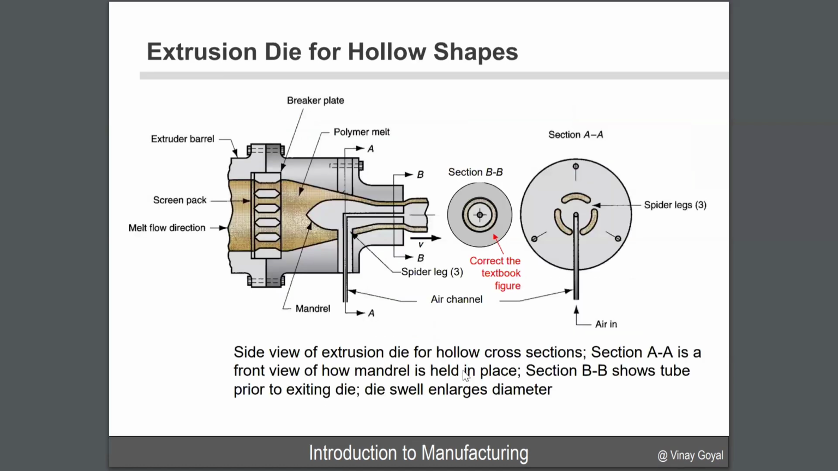So what about hollow shapes? Because hollow shape seems like it will be magic, right? To be able to get that shape. But it's similar process where you have that screen pack still, the barrel, the melt flow direction, you have your polymer melt, but now what you have is an air channel. And the air channel is right here. And then now what's going to happen is that you have this polymer melt going around here, around the circumference, and you're going to send that material in 3 different channels so that when it comes out, it looks like this right here coming out, for example, like section AA, for example, here.